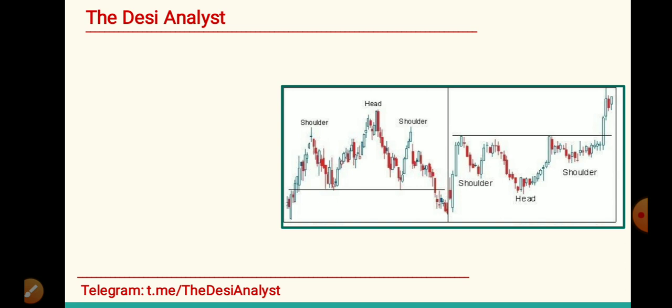Head and shoulders. You can see over here, the head and shoulders pattern. Head is written clearly, shoulders is also written clearly, and in both charts you will see a head and shoulders is formed.